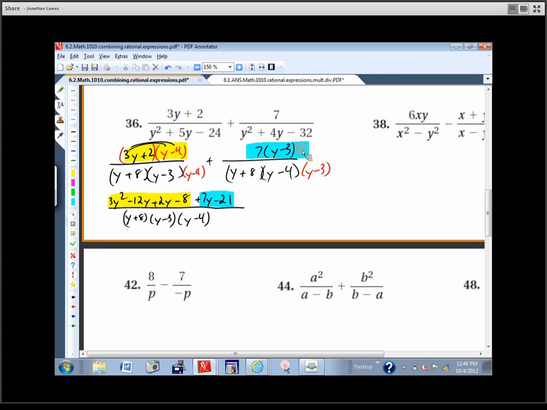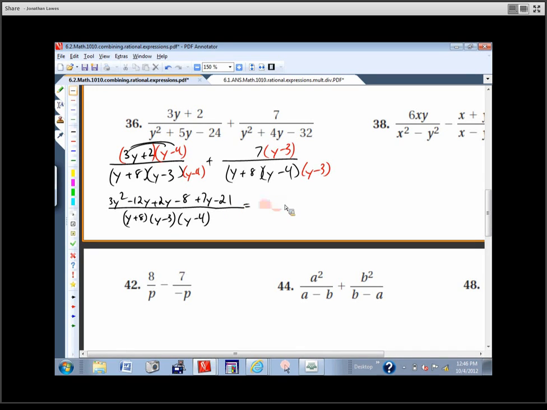Because this is a plus, you don't have to be quite as careful. If that had been a minus, what would these numbers have been? Negative 7y and positive 21, because a negative 7 times a negative 3 would have been a positive 21. Okay, are there any questions there? Are we done? No. Not done, because we need to combine these, make this look as simple as possible.